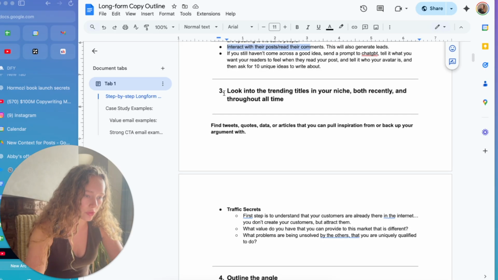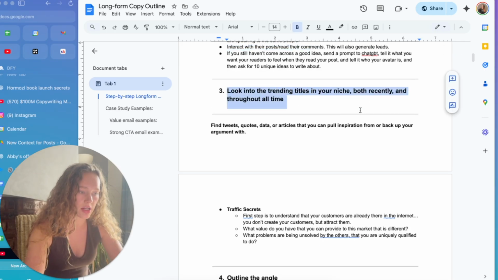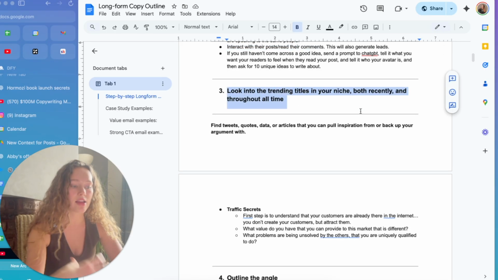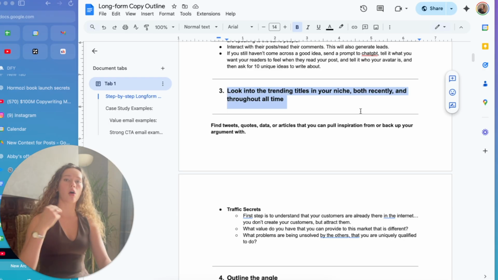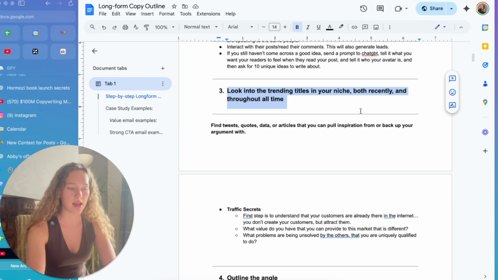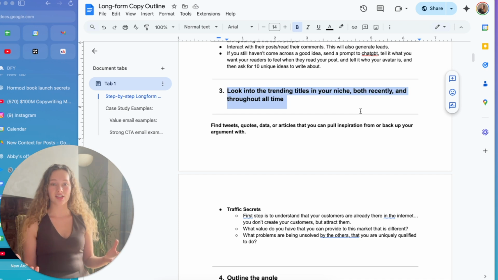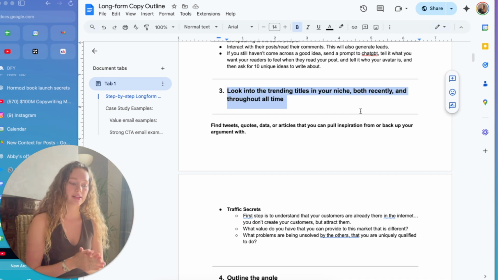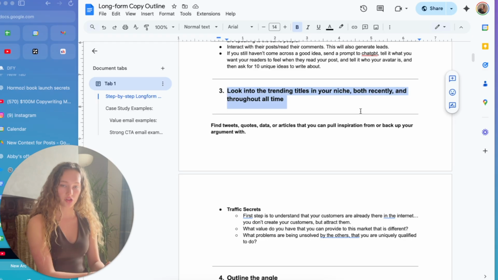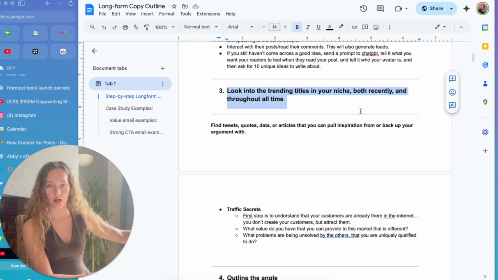And then number 3 is look into the trending titles in your niche, both recently and throughout all time. There's always been advertising through different mediums, and it's only recently that we've had this global advertising where we're able to access people from all over the world in an instant, in the click of a finger. But there have been trends since newspapers, since books, since basic communication existed. And so if you look back, you can find really cool angles just from looking at content that was performing even 100 years ago.